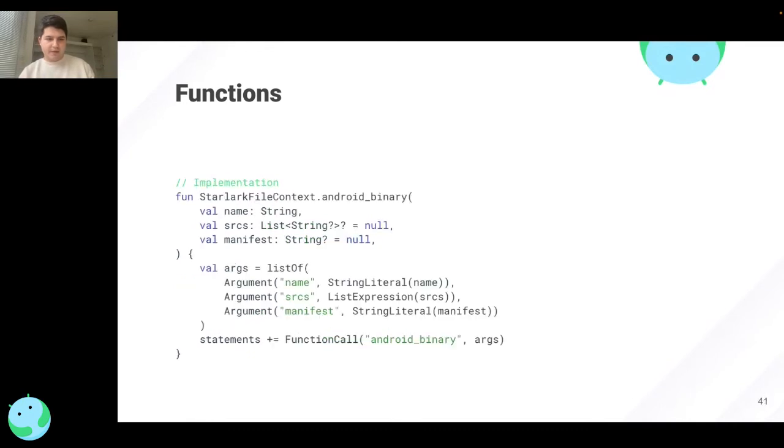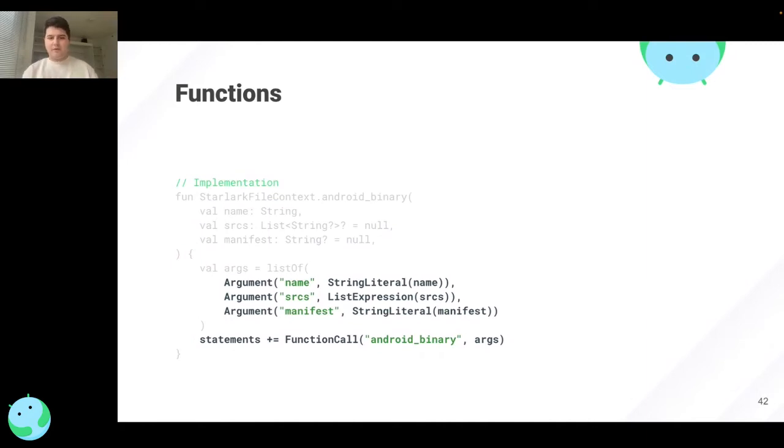And basically, we are just implementing here an android_binary function. So we are implementing it as an extension function for the StarlarkFileContext, just to make sure it's available inside of our DSL context. Yeah, it takes some arguments. We can default some to null. And the core thing here is that we are creating those argument objects, which, if you remember from the previous slides, are tree nodes.